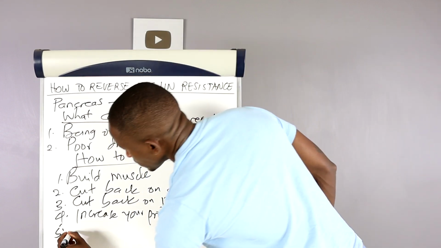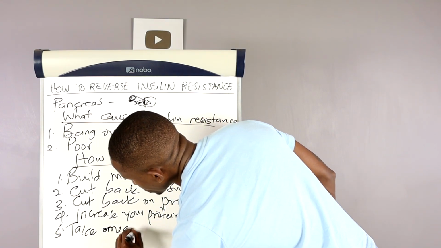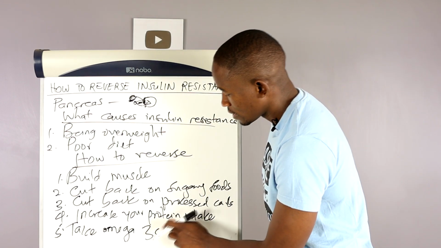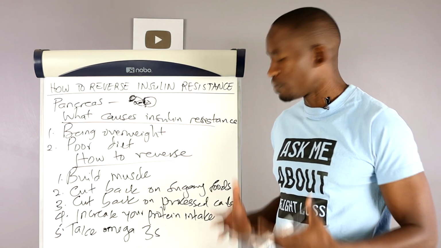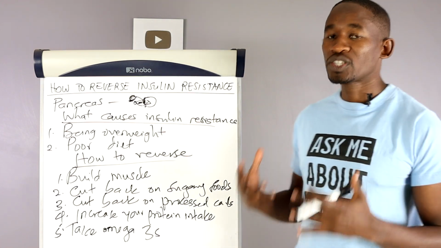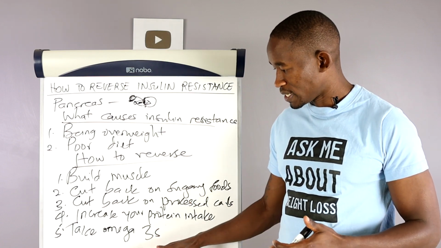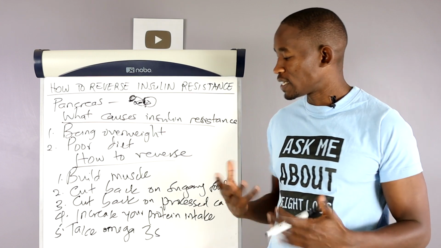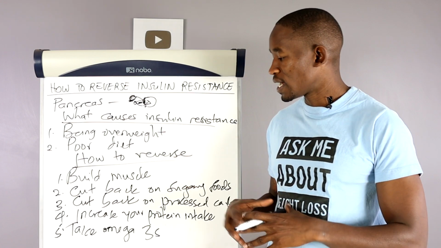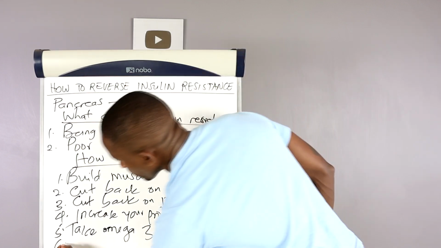Number 5 is take omega-3s. Now you don't have to take supplements. You can simply take fatty fish or other foods that contain omega-3 such as flax seeds and other types of seeds. By simply doing that, research shows that you can improve your insulin sensitivity by simply increasing your intake of omega-3s. And one of the best sources is fish, fatty fish. Make sure that it's wild caught so that it doesn't contain a lot of antibiotics and other unhealthy stuff. You can also take supplements with this.